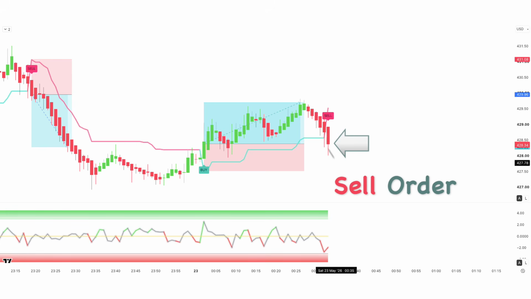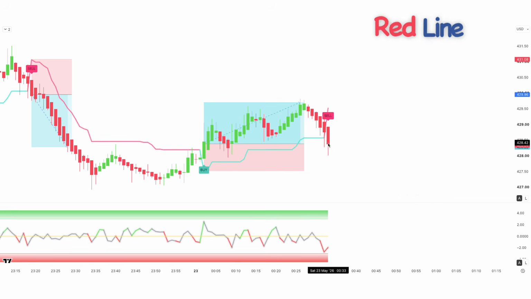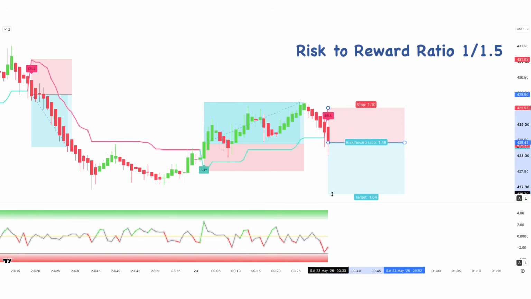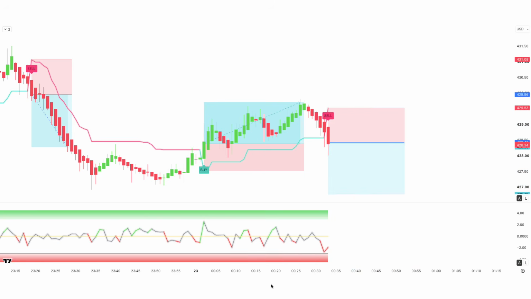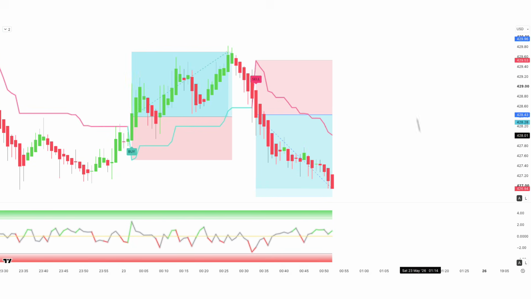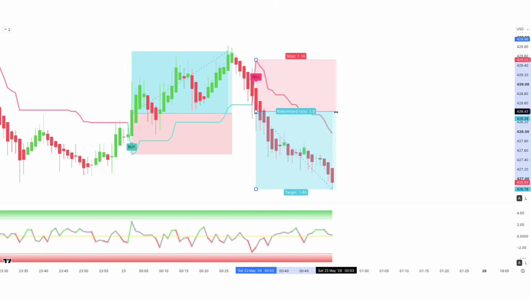So all our conditions are being fulfilled, so we are placing an order to sell. Our stop loss is to be placed at the red line, and the risk-to-reward ratio will be 1:1.5. Let's see what happens to our trade. Our trade is running in profit. We have won the trade. Let's find the next trade.